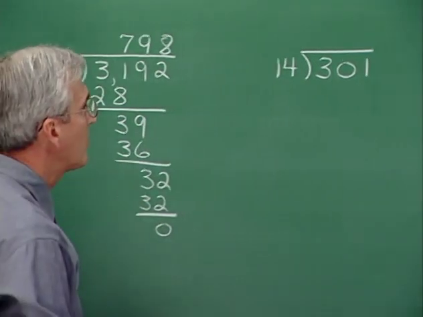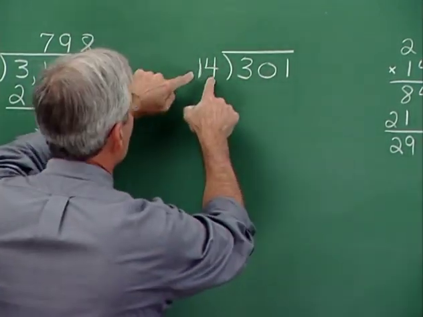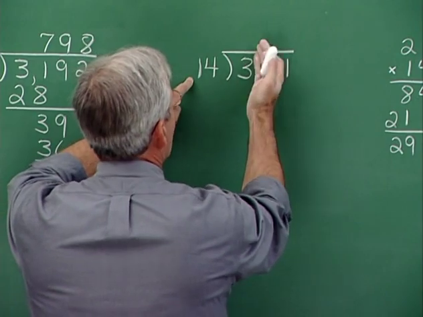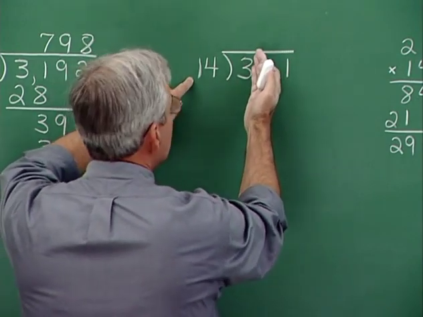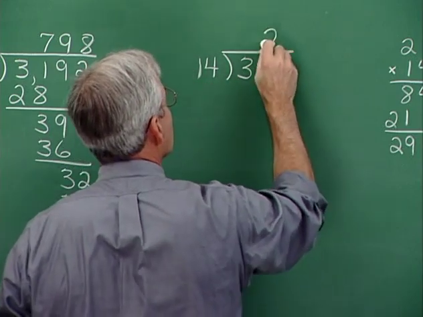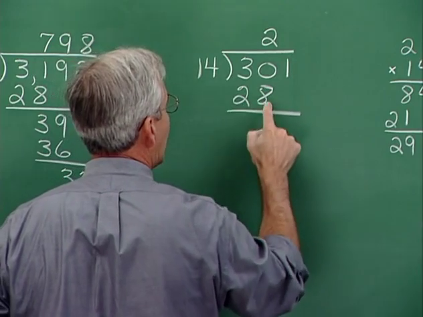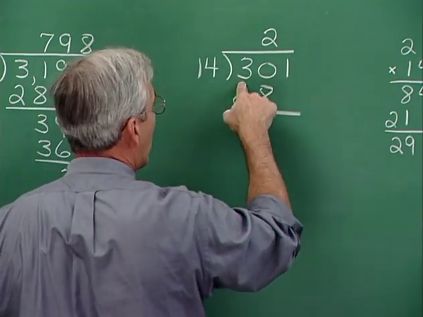Let's try a 2-digit number. 14 into 301. We reason this way. We think of 14 into 3. No, we can't divide 14 into 3. 3 is not large enough. 14 into 30 goes 2 times. 2 times 14 is 28. Draw the line and subtract. 8 from 10 won't go. We borrow from the 3.